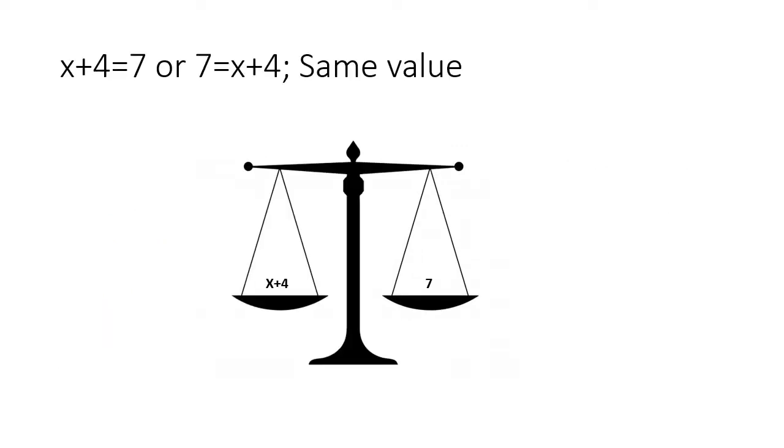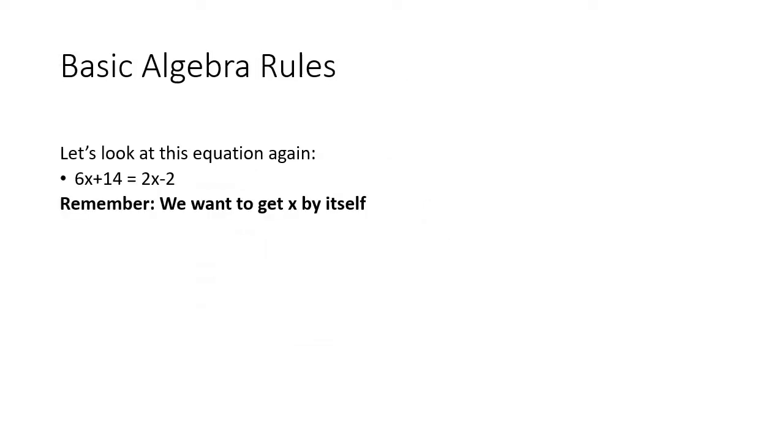Okay. And just looking at that equation that we had earlier, x plus 4 equals 7. It is the same value as if it was 7 equals x plus 4. So you can see how it's interchangeable. And I wanted to use that simpler equation because it's easier for you to see that 7 is equal to 3 plus 4, and 3 plus 4 is equal to 7. Okay? Okay, so let's look at this equation again, the one we've been using.